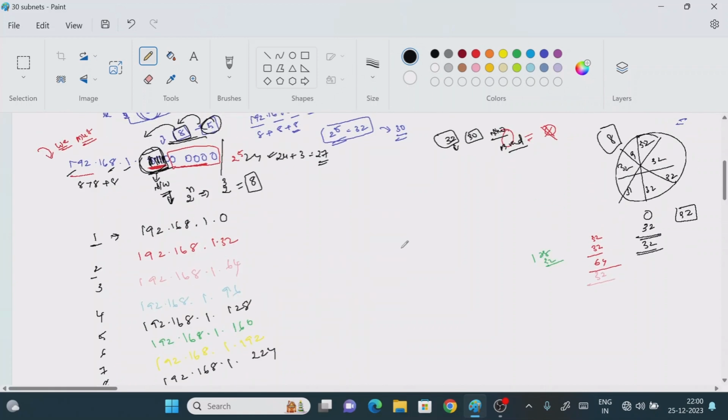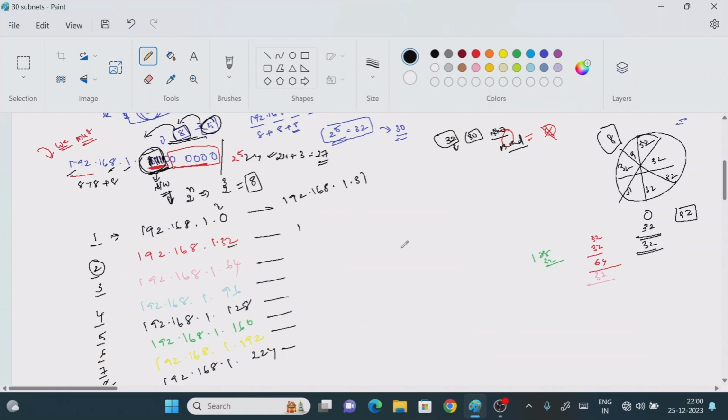This is the first one, second one, third one, fourth, fifth, sixth, seventh, eighth one, right? So this is the starting series. We need to find out the ending series also, right? So now see how to find the ending series. Now if it is starting from 0, where will it end? The next network is starting with 32, right? It means that it should be ended with 1.31. If it is starting from 32, it should be ended with 31, right?